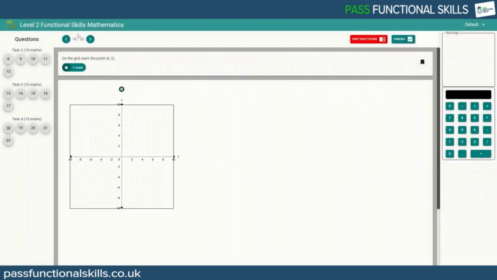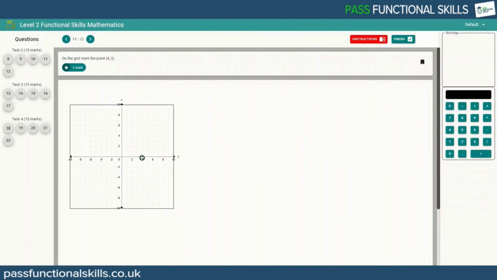Now looking at question 18, what we're asked to do is, on the grid below, mark the point 4,2. So this is given in standard coordinate notation, where 4 represents the x value and 2 represents the y value. So what we want to do is pick up the mark that they give, go to 0, 0, which is the origin or centre of the grid, then move 4 across.